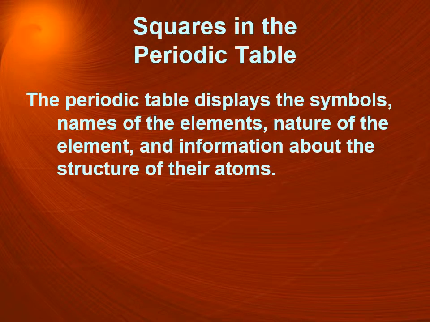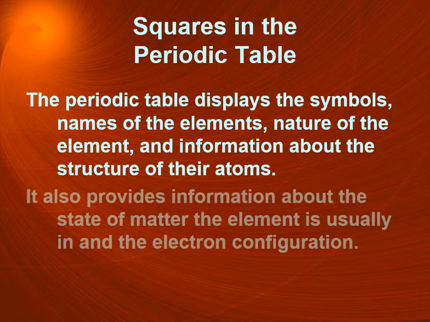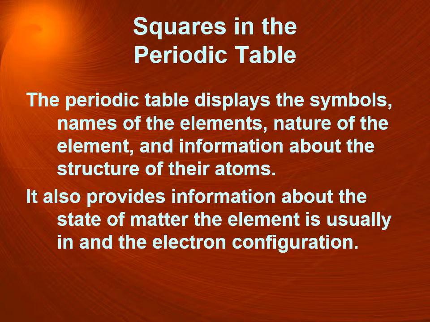When we look at a periodic table, we see that there are squares, and each square has a single element in it. Inside this square, we see the chemical name, the element name, the element symbol, something about the nature of the element, and information about the structure of that atom. It also provides information about the state of matter that the element is usually found in and the electron configuration.